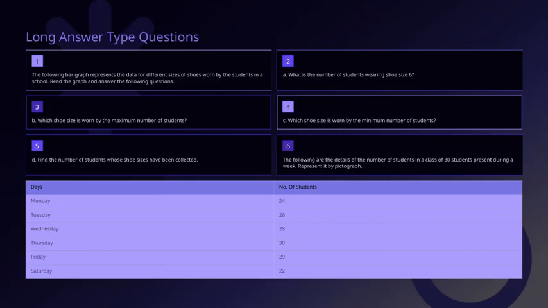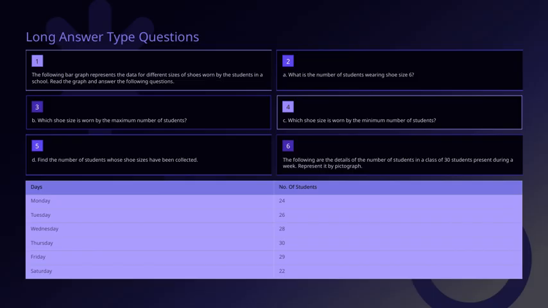Furthermore, there's a question about the number of students wearing shoe size 6. By examining the graph, we can identify the specific number associated with size 6, which helps us understand the popularity of that particular size. We also need to determine which shoe size is worn by the fewest students. Again, by looking at the graph, the smallest bar indicates the least common shoe size among the students, highlighting the least popular size.